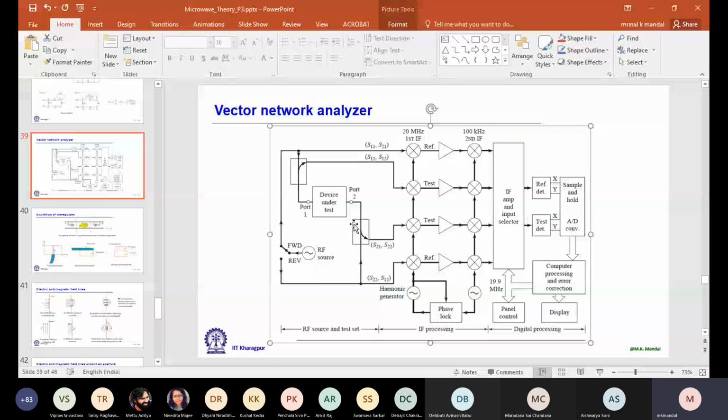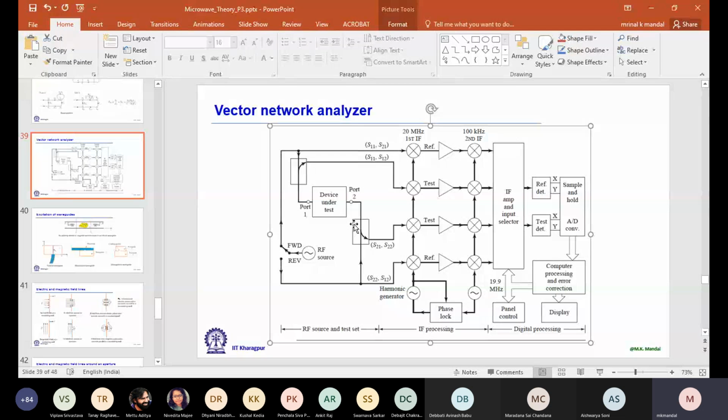And after this, here you can see they are actually using two-stage mixers. After that, we have the IF stage. So it is basically a superheterodyne receiver inside. And once the IF signal is available, which is in megahertz, then it is digitized, and inside we have a computer. So that takes care of everything. Now, this is a very simplified form of VNA. Actually, inside there are many other components.